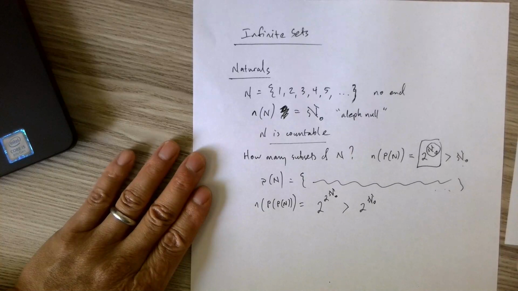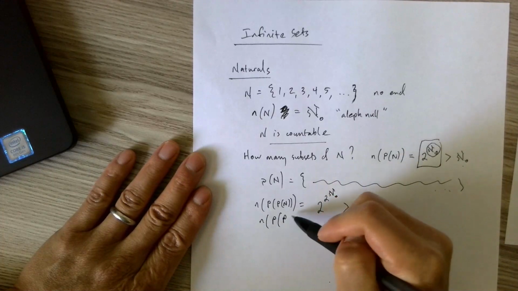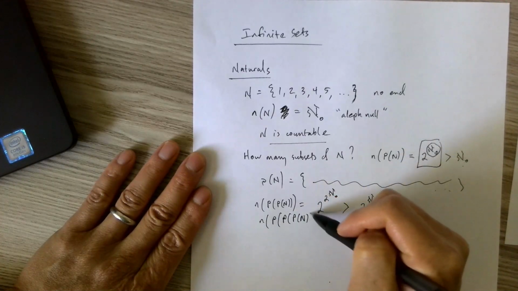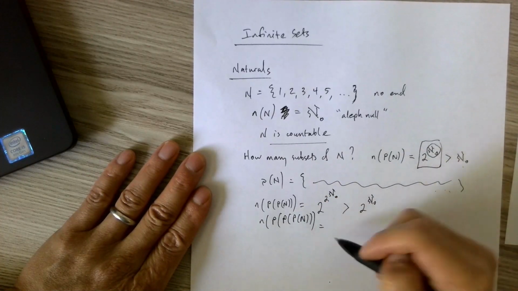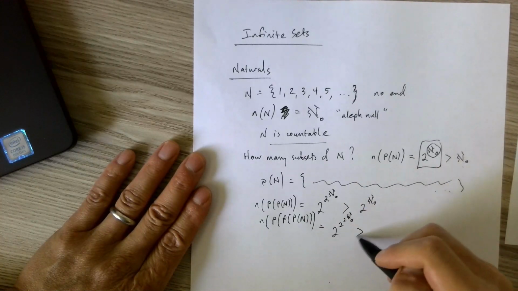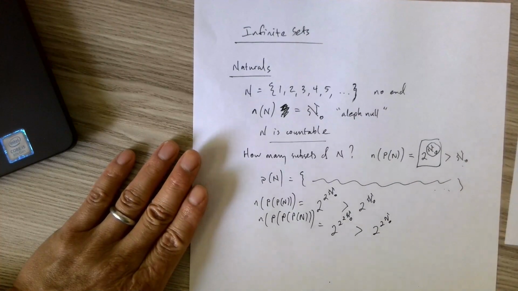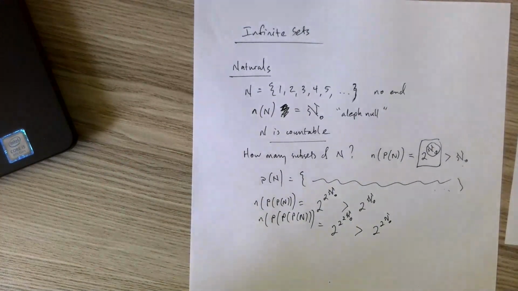And there's nothing to stop me from asking the next logical question. What is the cardinality of the power set of the power set of the power set of N? Well, it's going to be 2 to the 2 to the 2 to the Aleph null. And that is going to be bigger than 2 to the 2 to the Aleph null. And I could conceivably do this forever and ever, each time creating a new level of infinity.